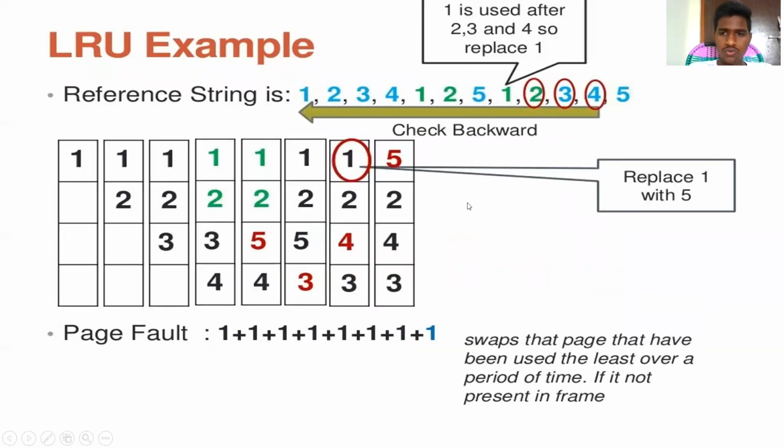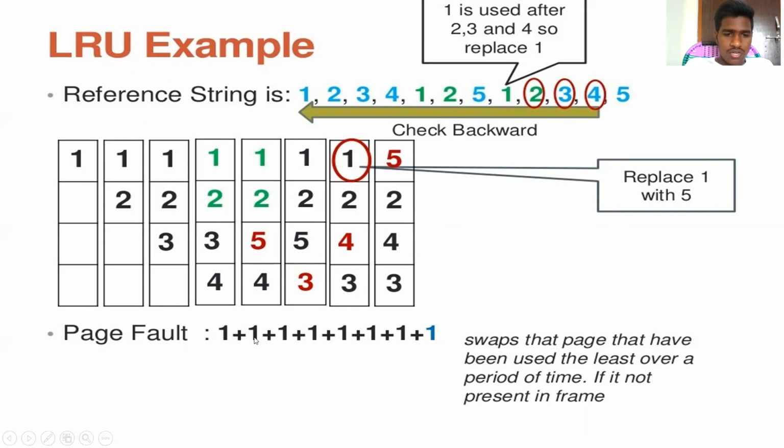Next, we have to replace this 5. And here you can see, compare 1, 2, 4, 3. 1, 2, 4, 3 is there. And we have to replace one of these 4 with this 5. Comparing with 2, 3, 4, 1 is recently used. So 5 is replaced with 1.